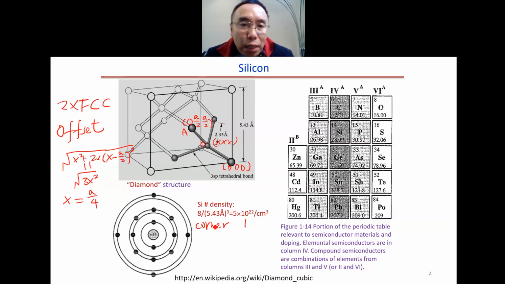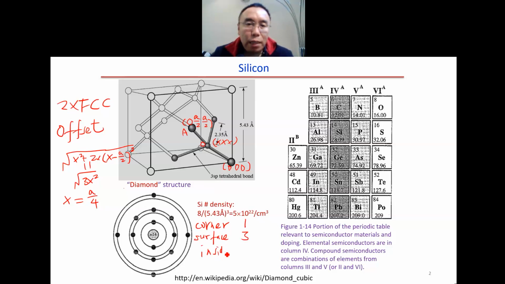Then we look at the surface. How many do we have on the surface? We have a total of 6 on the surface. Each of them has half inside and half outside. So from the surface we have 3.